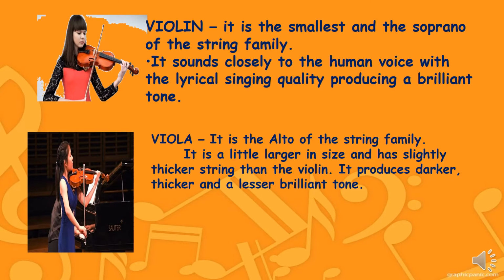The second one is what we call the viola. Viola, it is the alto of the string family. It is a little larger in size and has slightly thicker strings than the violin. It produces a darker, thicker, and less brilliant tone.